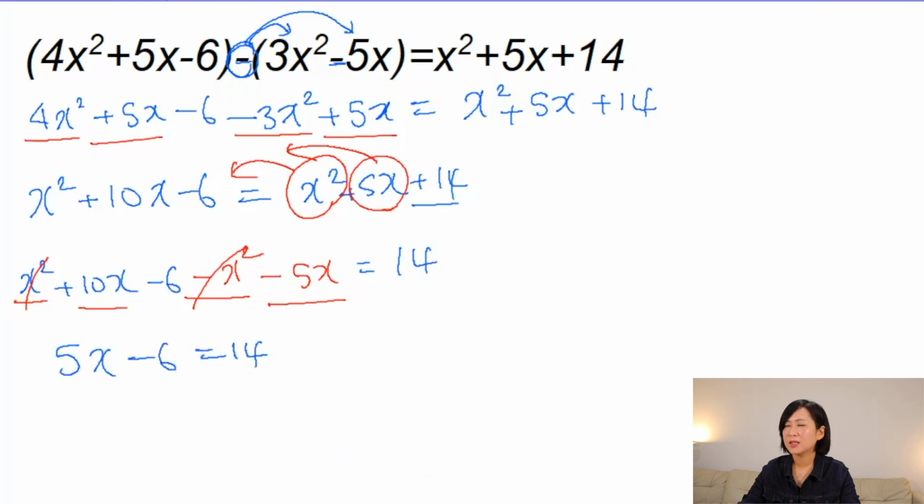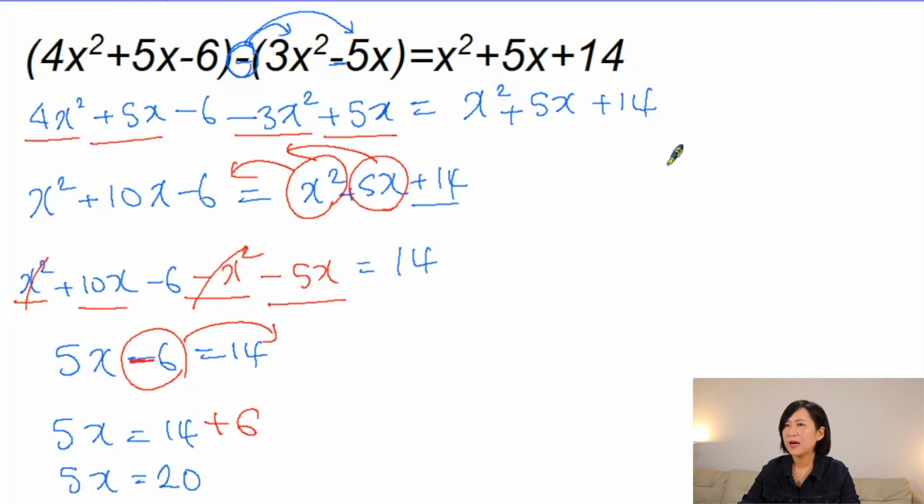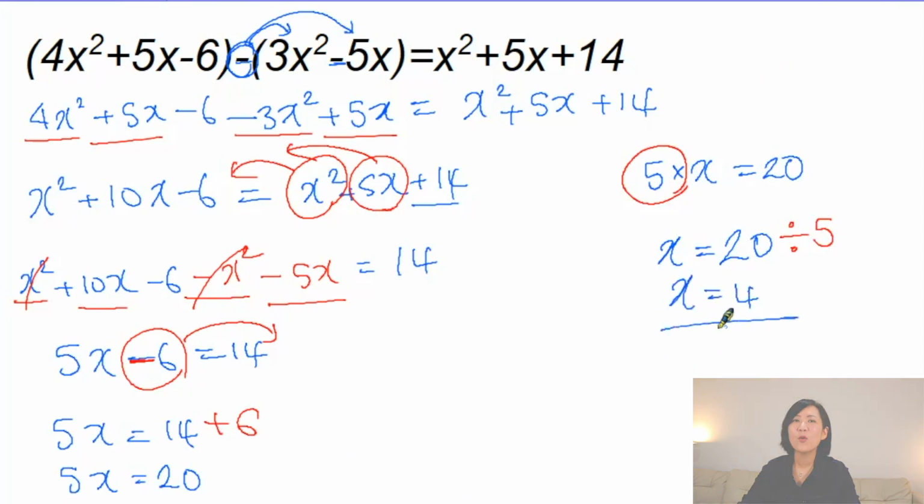So now let's undo the minus 6. That gives you 5x equals, undoing minus 6 is adding 6. So adding 6 to the other side of the equal sign. Then 5x equals 20. Now finally we've got 5 times x equals 20. What's our x? Undo the times 5 is divide by 5. So our x equals 20 divided by 5. So finally x equals 4.